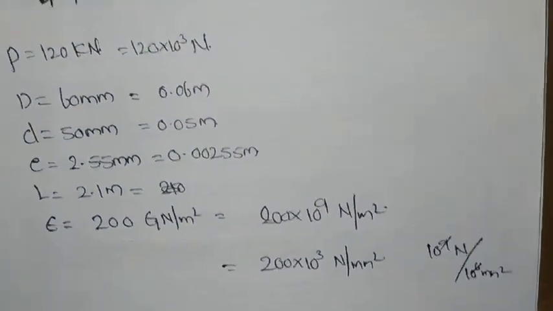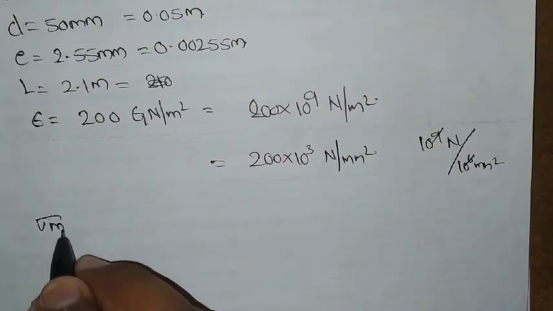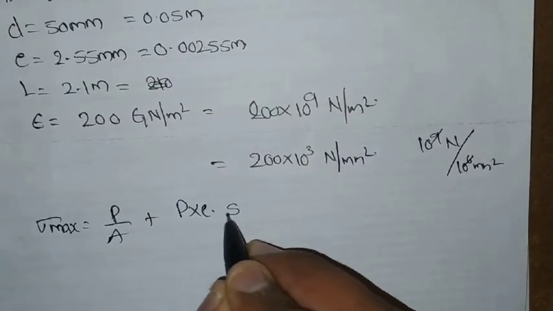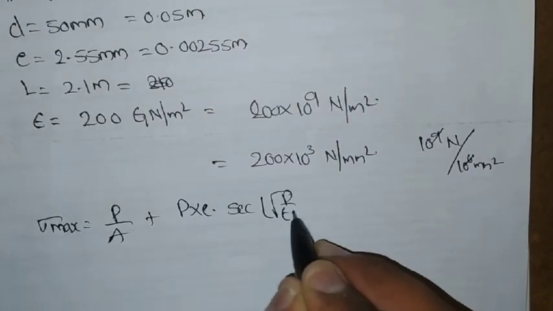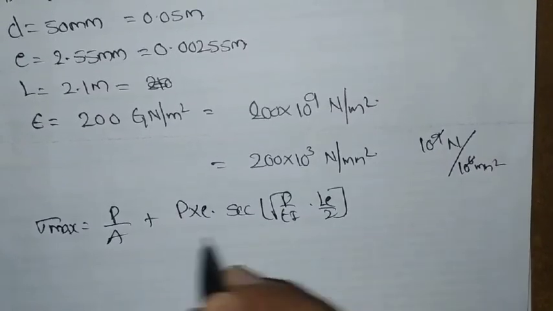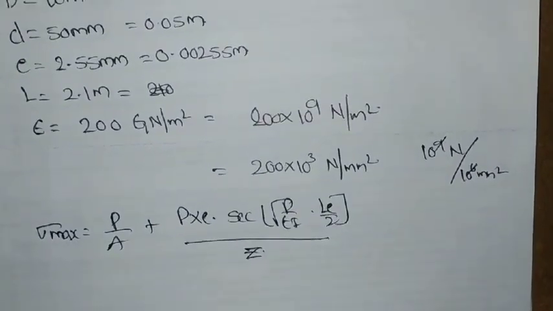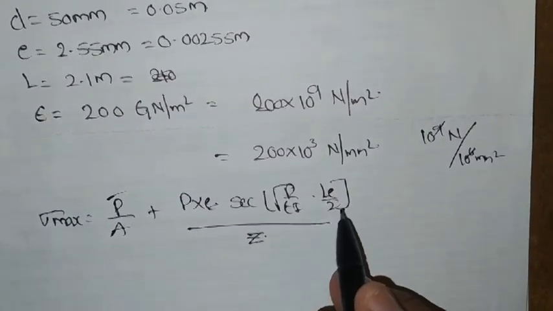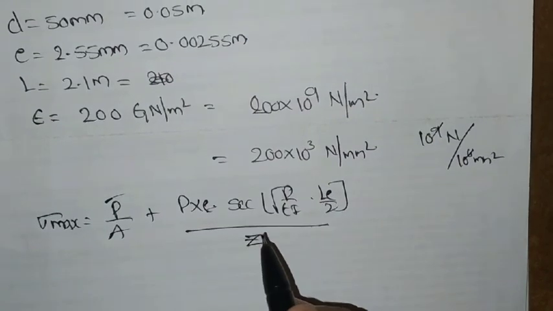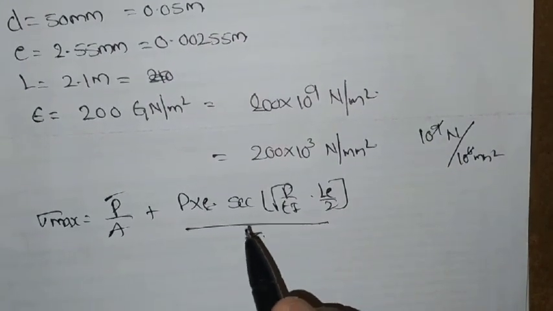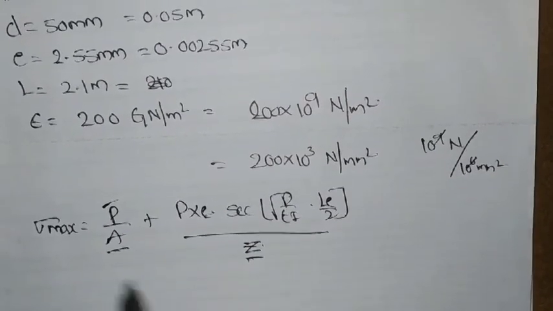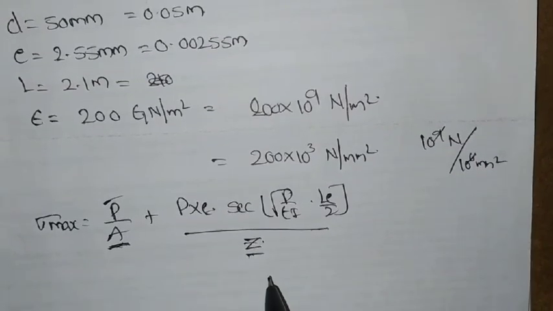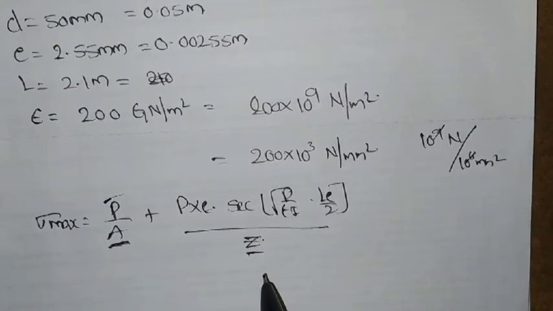So what we have to find out is the maximum stress sigma max, which is equal to P by A plus P into e into secant root of P by EI into Le by 2, divided by Z. Here we know the value of P, e, and Le; everything is given in the formula itself. We don't know the value of A and Z. A is nothing but the area of our section. To find the value of Z, we have to know the value of I and y.